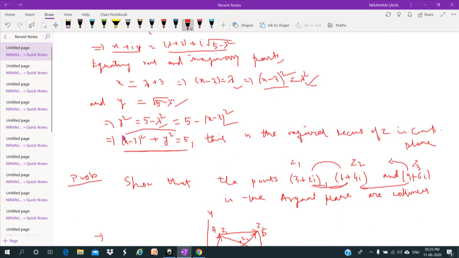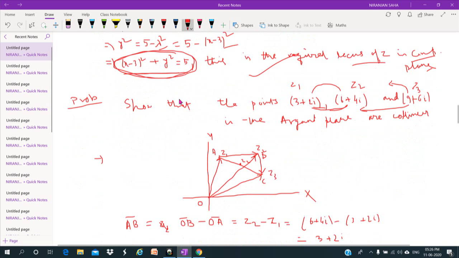So this is the equation of a circle. This is the locus of the point z in the complex plane. I hope you like this math. Now let's go to another problem.